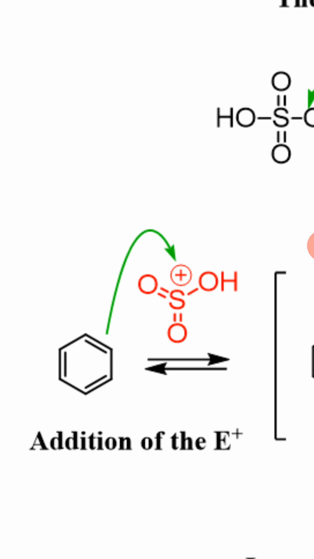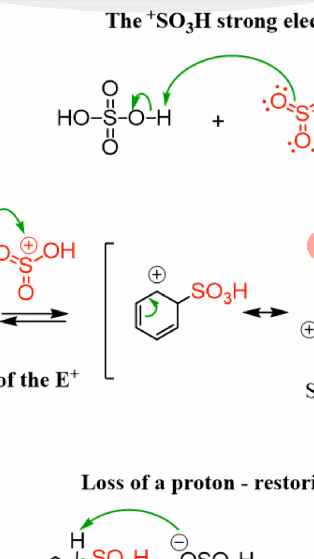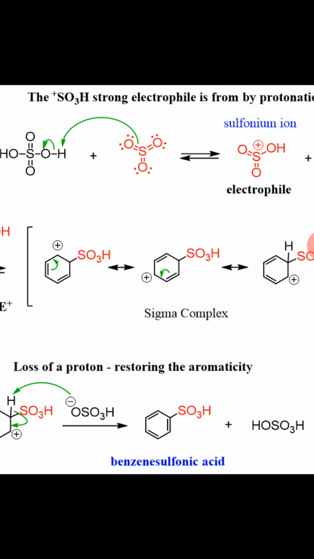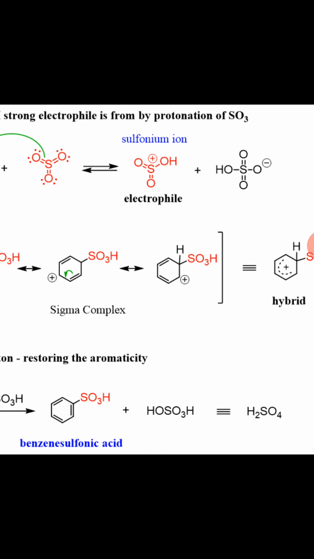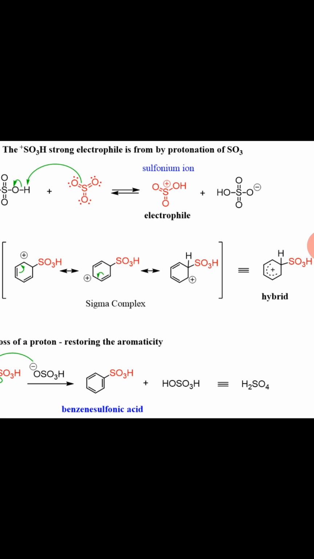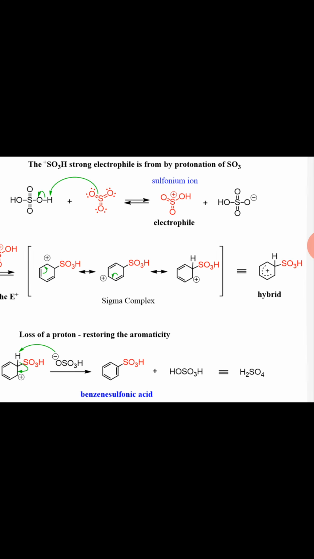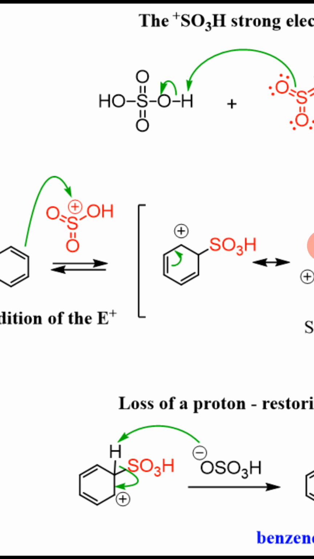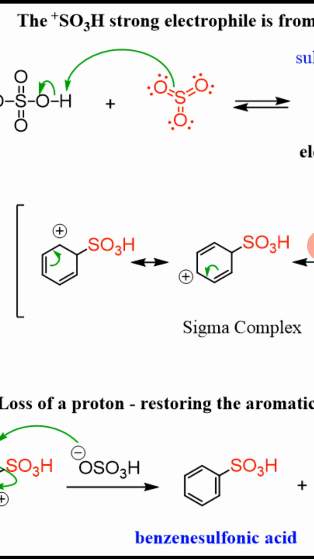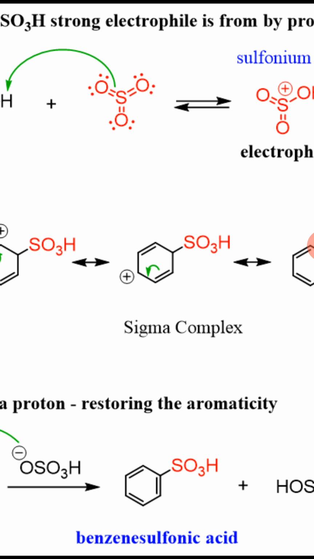So that positive site will be attacked by the benzene's pi electrons. That is the addition of the electrophile. And as we have discussed previously in electrophilic substitution reactions, the sigma complex will form, or the carbocation resonance intermediates will be generated. These resonating structures can be summarized in the form of a hybrid. This hybrid will undergo loss of a proton. We have already discussed that the last step of any electrophilic aromatic substitution reaction is deprotonation, restoration of aromaticity.